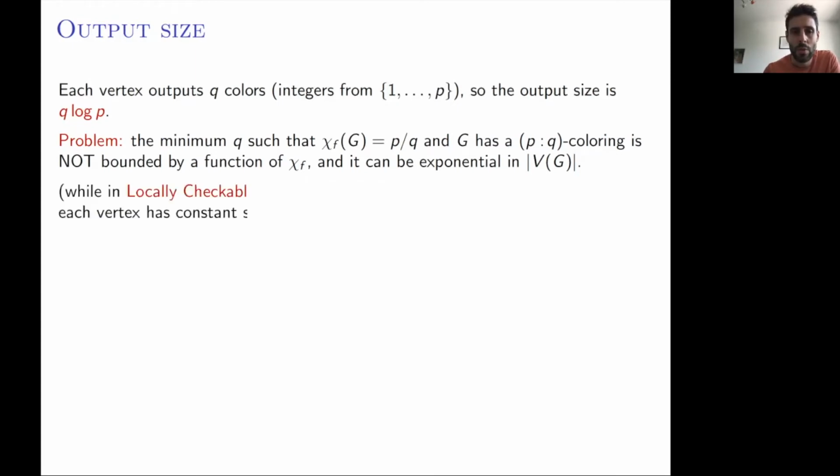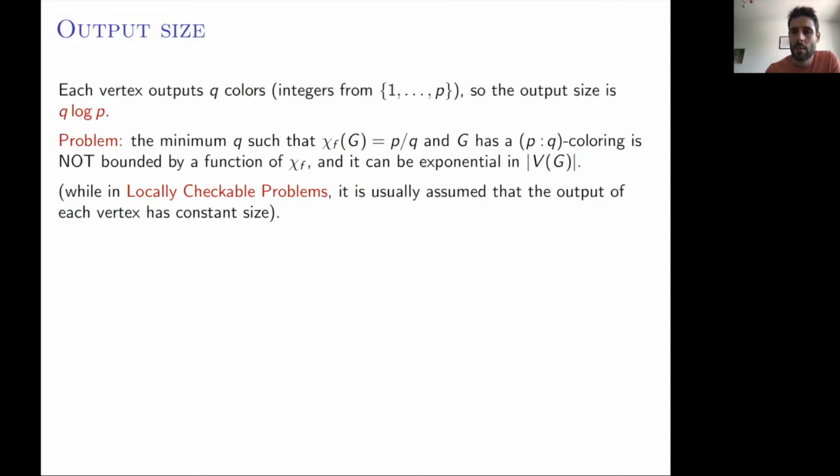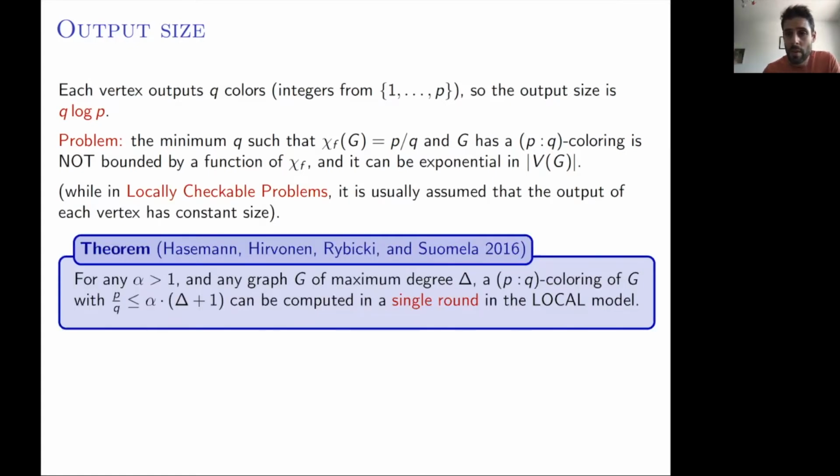So usually when you consider locally checkable labelings, which are labelings that you can check locally by only looking at the ball of constant radius around you, what you assume is that the output of each vertex is bounded. Here, we might be quite far from that. But if you don't worry too much about the output size and allow anything, then you can prove some fairly amazing results. So this was proved 6 years ago.